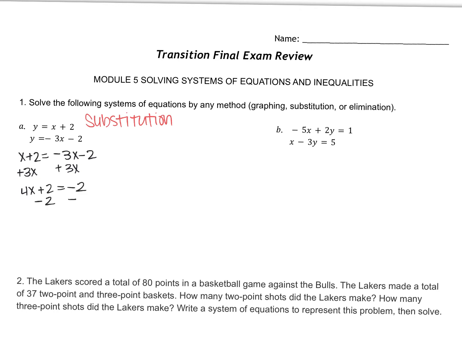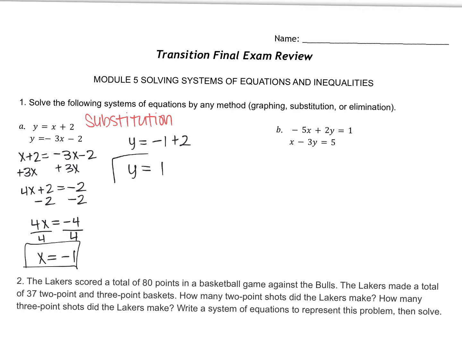Then we're going to subtract 2. And then divide by 4. And we get x equals negative 1. Now that we know x, we're going to plug it into one of the original equations to solve for y. It doesn't matter which equation you plug it into, and in this case, the x plus 2 is a little bit easier, and then negative 1 plus 2 is 1. So our solution is that x is negative 1 and y is 1.